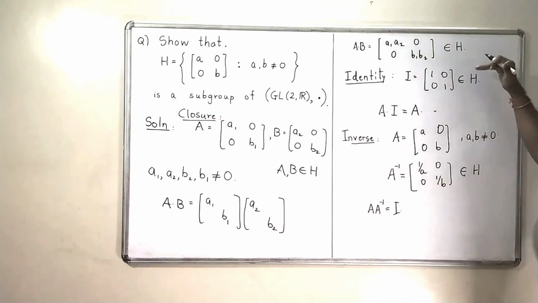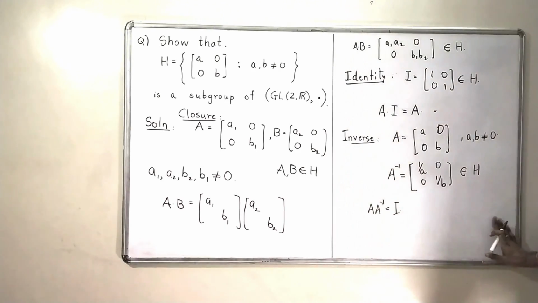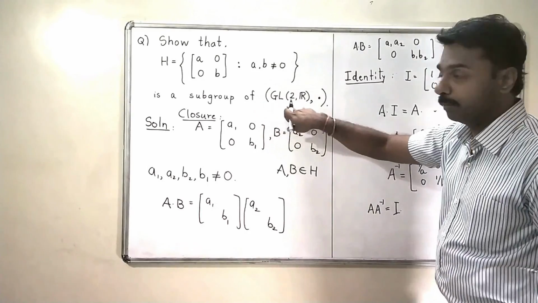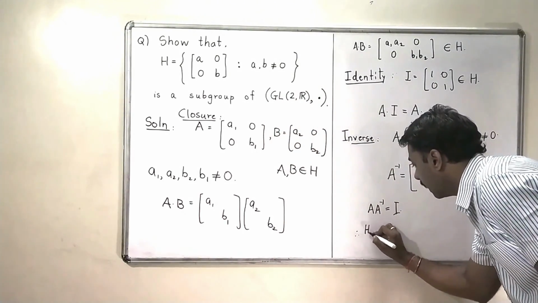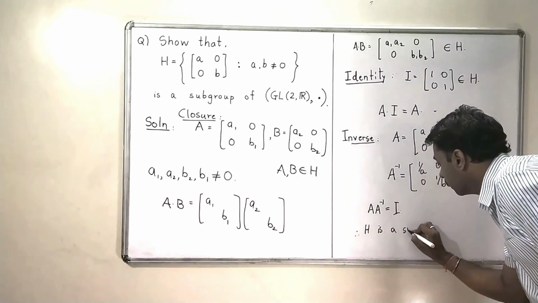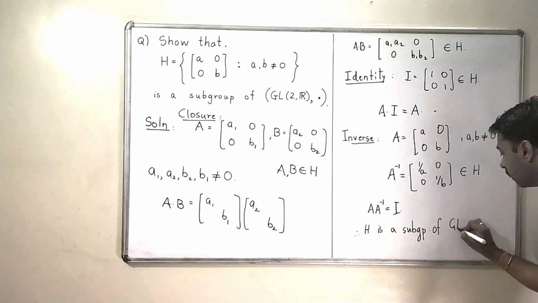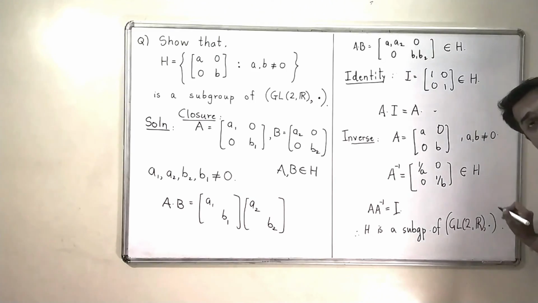So closure, identity and inverse, all three properties are satisfied, and therefore this means that H will form a subgroup of GL2R. So H is a subgroup of GL2R with respect to matrix multiplication. This completes our problem.